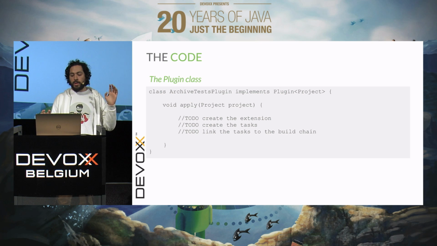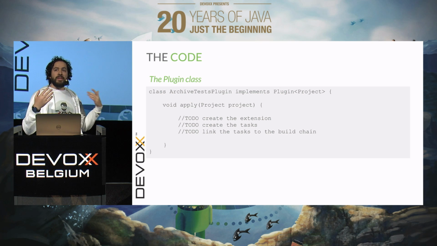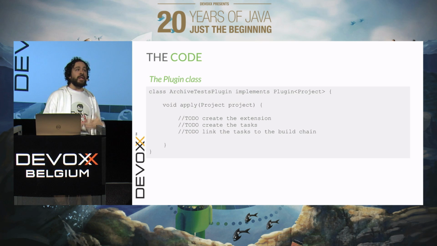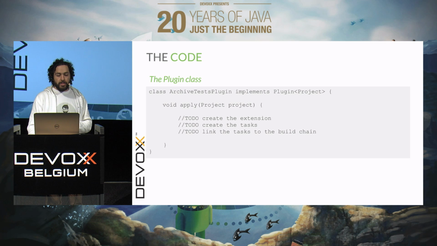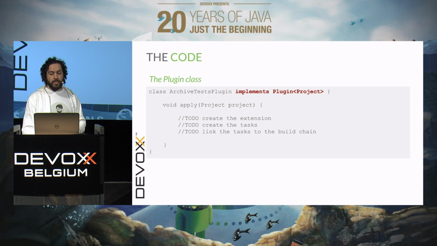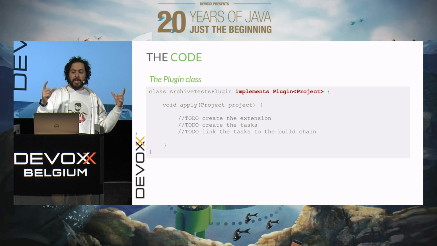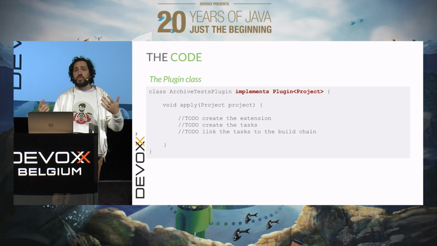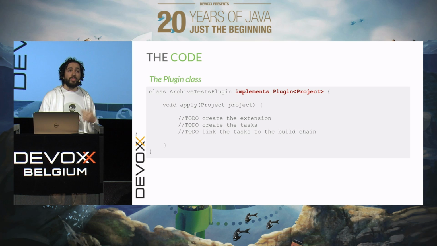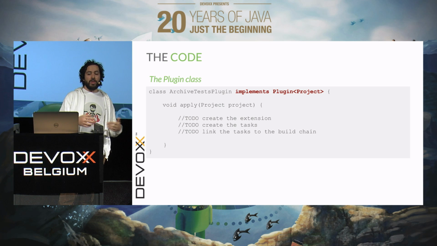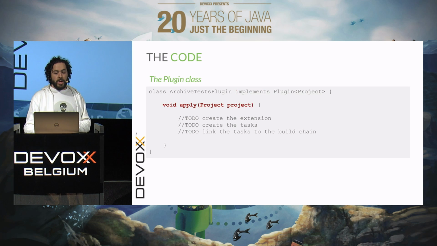Now we will take all these classes and see how we can implement them and discover the Gradle API through this project. This is ArchiveTestPlugin. It implements Plugin<Project>, because basically you could implement different kinds of plugins, but what we want to do today is a plugin for a project.